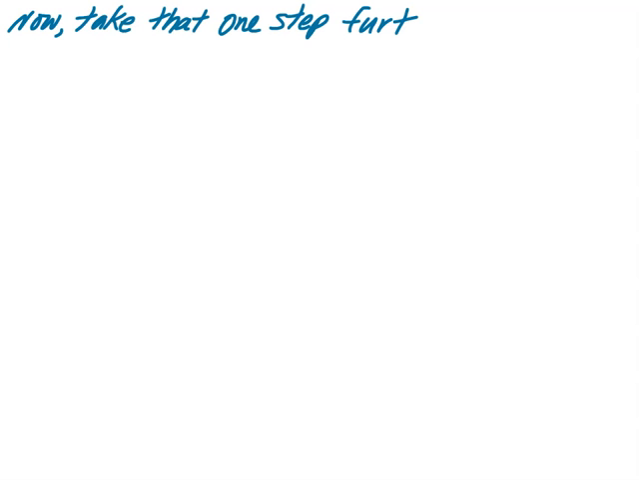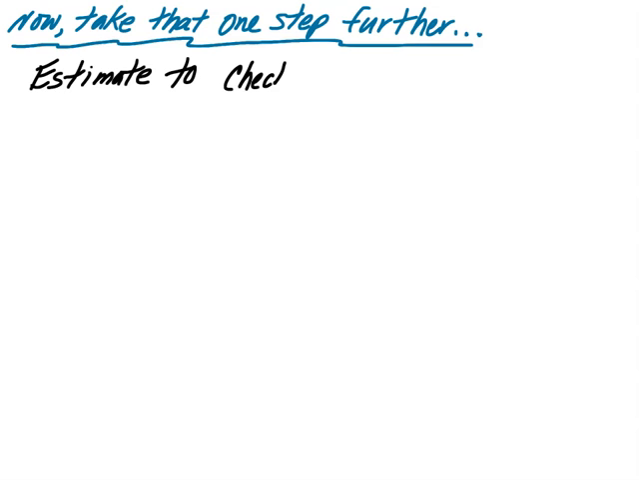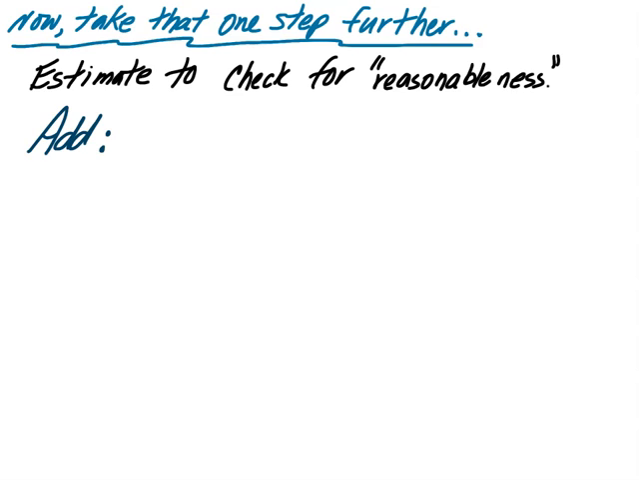Now, let's take that one step further. We're going to do a rough estimate here to check the reasonableness of our answers. The reason I'm having you do this isn't so much because I don't trust that your calculation is correct. It's because as you get into the work set, you're going to have to do this. They're going to ask you to do an estimate. This also reinforces the whole idea that you have to round before you do the operation.